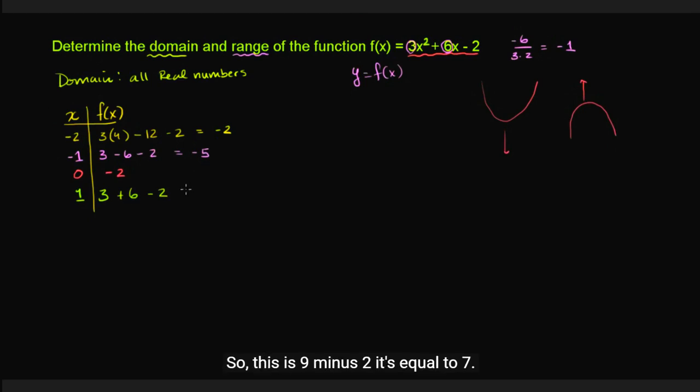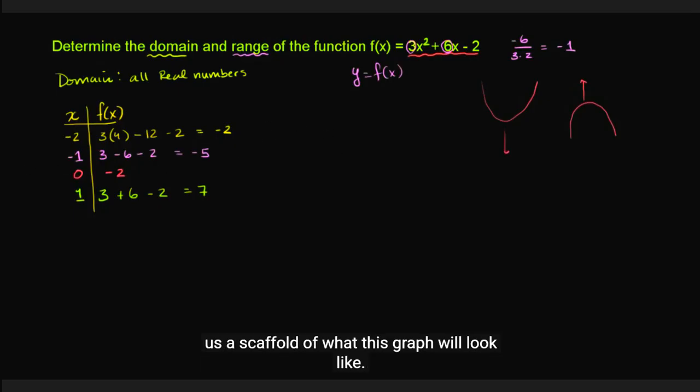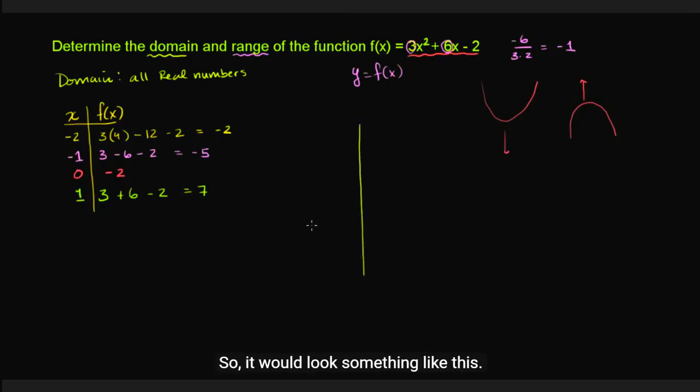So this is 9 minus 2. It's equal to 7. And that, I think, is enough points to give us a scaffold of what the graph of the function would look like. So it would look something like this. Let me do my best to draw it.